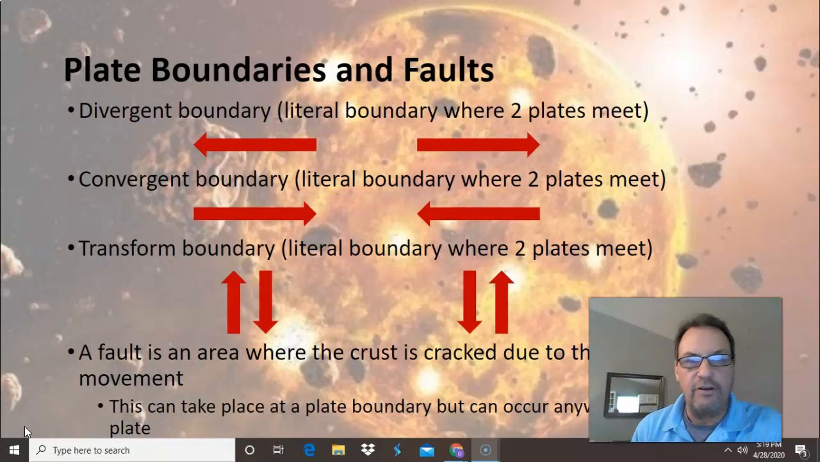And then at convergent boundaries, where 2 plates come together, you may have a variety of things that happen. Deep down in the ocean, an old, dense oceanic plate will go under a plate that's not quite as dense or not quite as old. And so that goes underneath, and that's called subduction. And then the transform boundary is where the crust is cracked due to the stress of plate movement, and there can be earthquakes in different places.